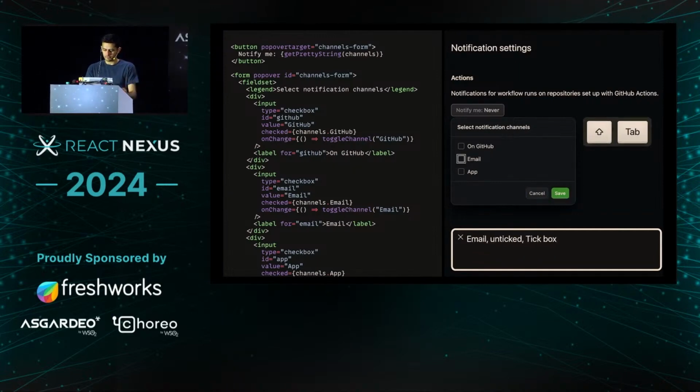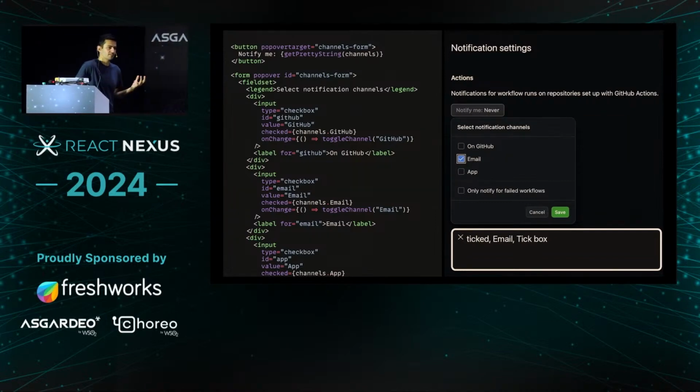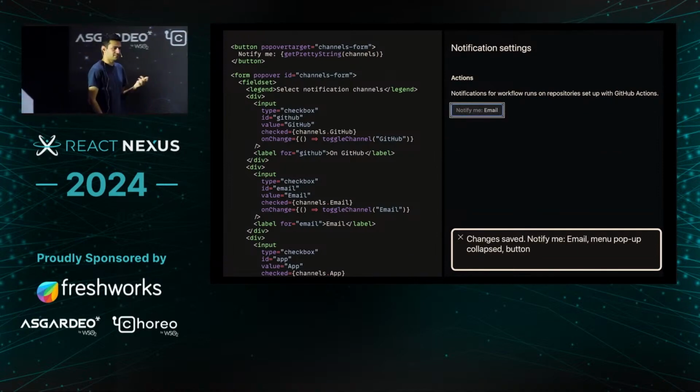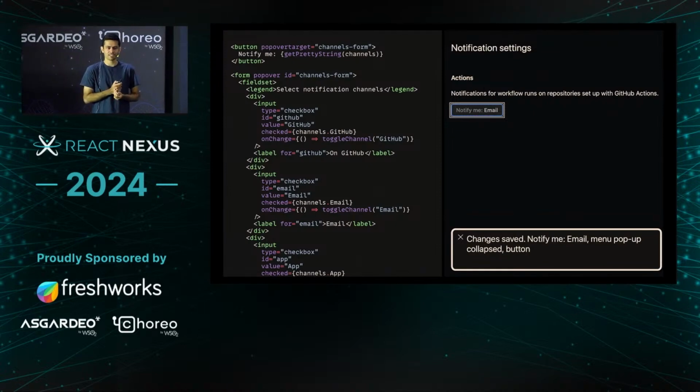Cancel, app, email, unticked, tick box. Ticked, email, tick box. That's cool. So when you select it, it also tells you now it is ticked, email tick box. And now because this is a form, and I saw my three options, I like the one I picked, I can just press enter to save, right? Changes saved. Notify me. Email. Menu pop-up collapsed. Button. Perfect. It also announces what is selected. Seems very accessible, right? Did anyone catch what went wrong?